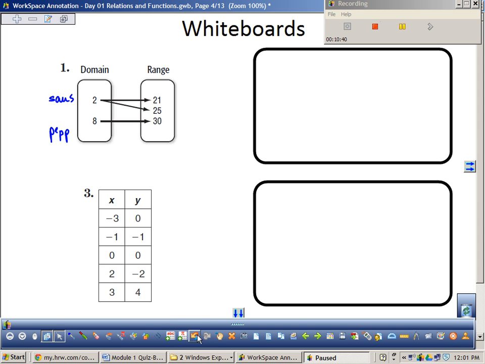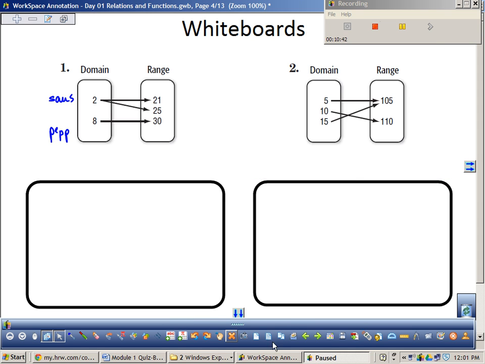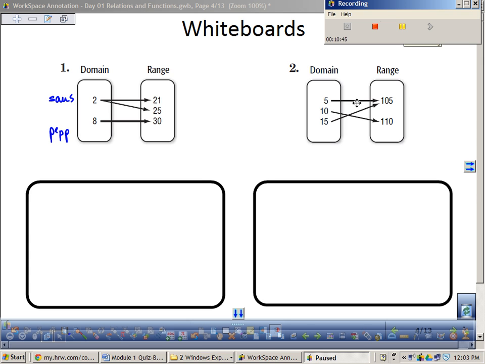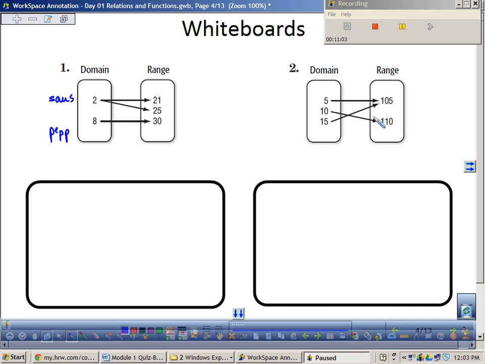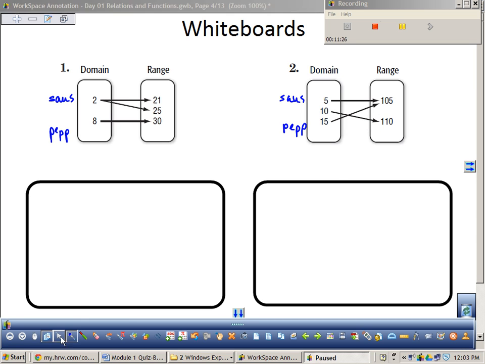Okay, take a look at that. Oh, that's number three. Can't do that. Do that one. All right, function or not a function? Raise your hand if you think it's a function. All right, fantastic. Can anybody explain to me why it is a function? But 5 is 105 and 15 is 105. How could that be? How about each one could share the same range, right? So if this one was a sausage and this one was a pepperoni, a sausage could be $105 and a pepperoni could be $105, and that would work, right? You'd be crazy to buy it, but it would work.